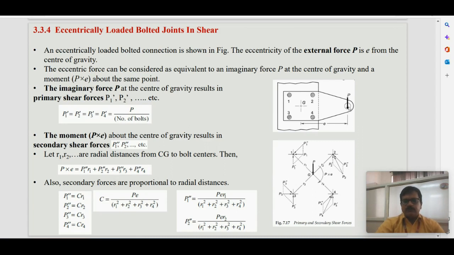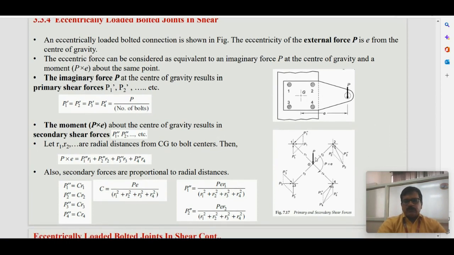Due to the eccentricity or eccentric load, the bolts are subjected to two things. One, the primary shear, and another is secondary shear. Primary shear is equally shared by all the four, whereas secondary shear is due to the rotation. So bolt 1 is subjected to rotation in the clockwise direction, it goes upwards, and bolt 2 is subjected to downwards, and bolt 4 is subjected downward but towards left, and 3 is subjected to upwards but left.